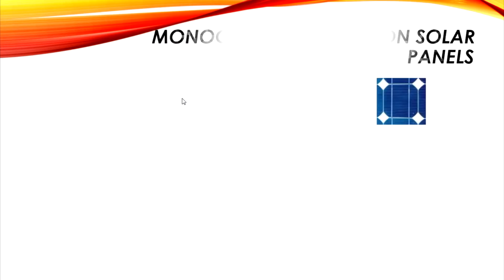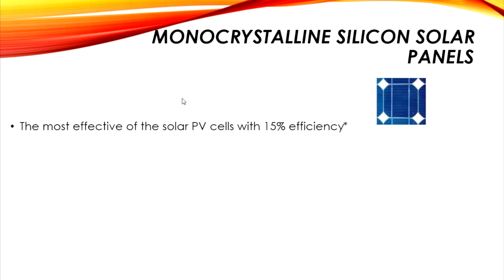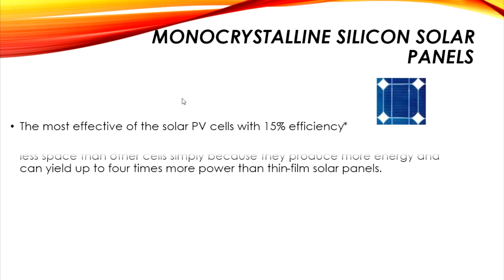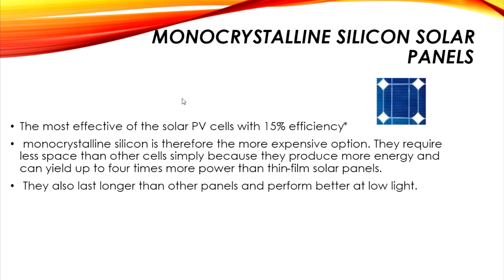The first one is the monocrystalline. They are the most efficient of the solar PV cells, with a 15% efficiency. They are also considered the more expensive option, but they require less space than the other cells simply because they produce more energy and can yield up to 4 times more power than the thin film solar panels. They also last longer than the other panels and perform better in low light.